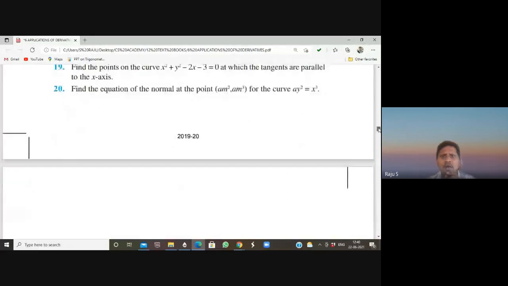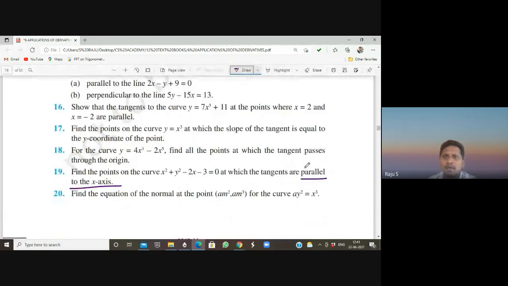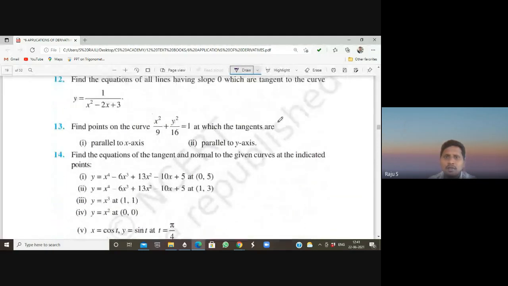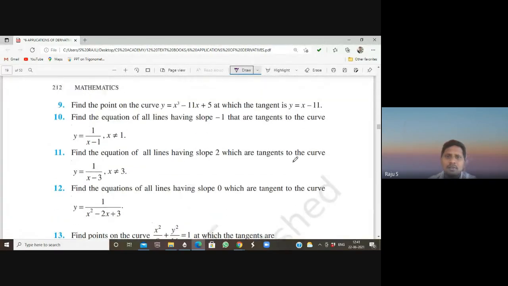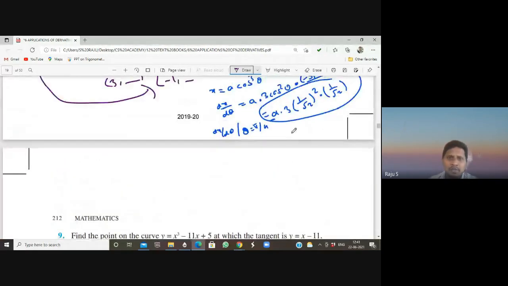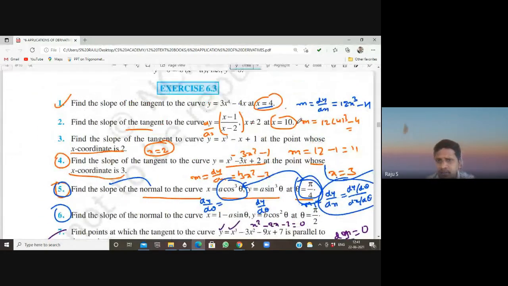If you understood this, then try to do the problems. All are very easy. Almost all questions are parallel to the x-axis, and a few are parallel to the y-axis. I'll explain all the questions. Remember that there is no relation between 6.2 and 6.3. Even if you start directly with 6.3, there is no problem at all.